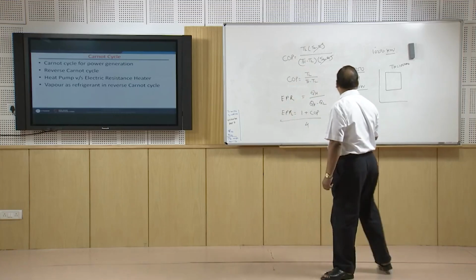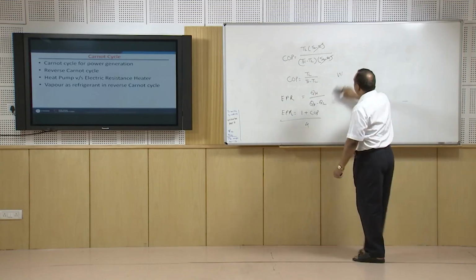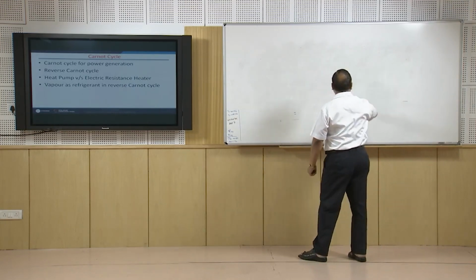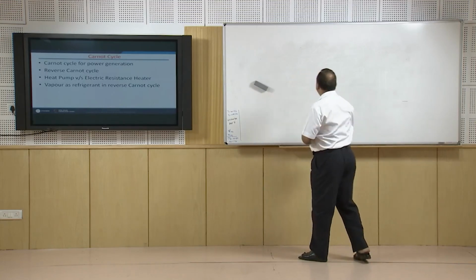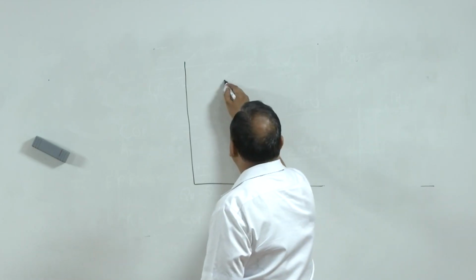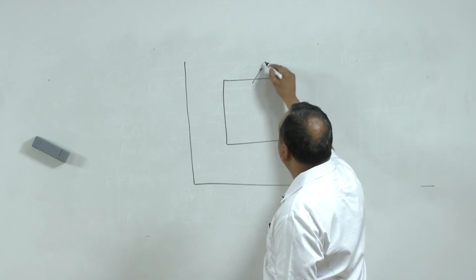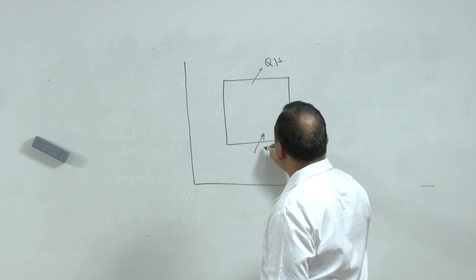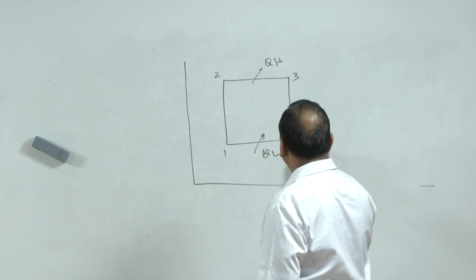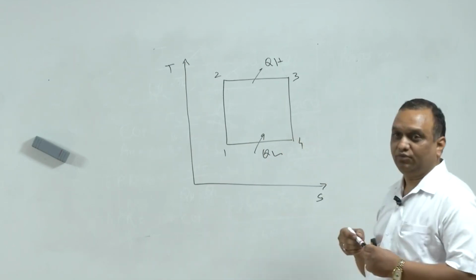Now in the Carnot cycle there are some inherent problems for practical application, but with certain modifications this cycle can be used for practical purposes. For example, in the reverse Carnot cycle, if you use gas, then there are certain problems, because of constant temperature heat addition and heat rejection, QH and QL. So constant temperature heat addition and heat rejection is a problem because the process has to be very slow.